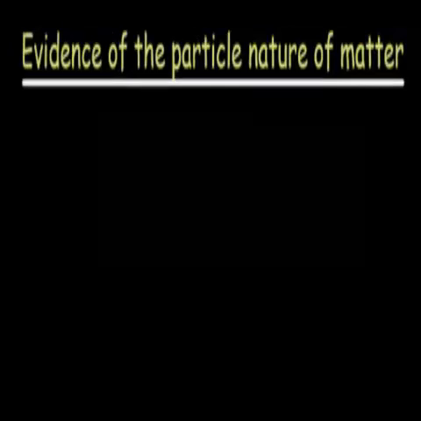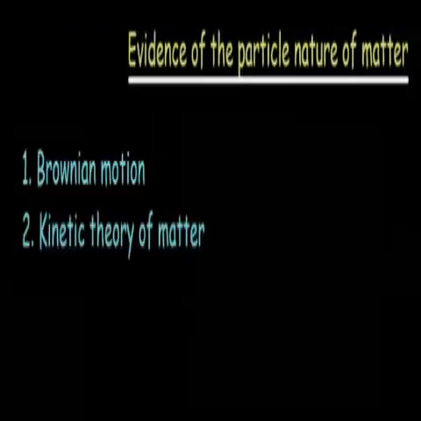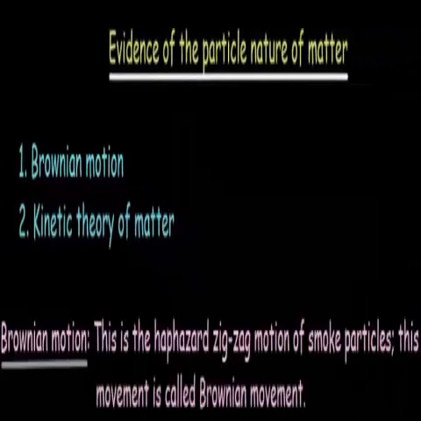The next thing we are going to talk about is the evidence of particle nature of matter. The first evidence of particle nature of matter is Brownian motion, and the second one is the kinetic theory of matter. First of all, what is Brownian motion? Brownian motion is the haphazard zigzag motion of small particles. This movement is called Brownian movement.